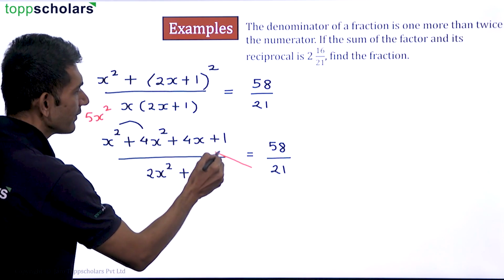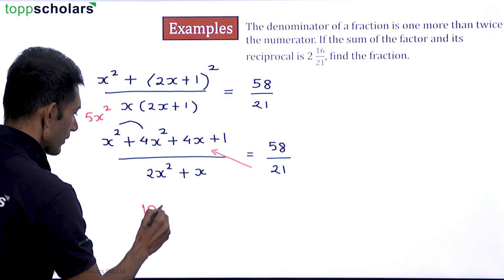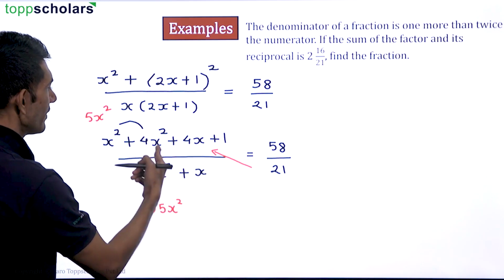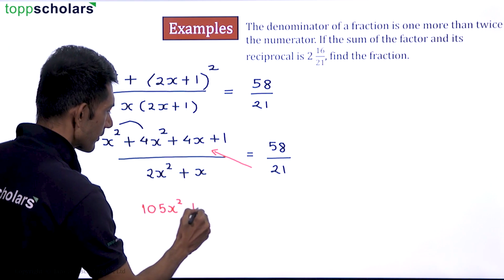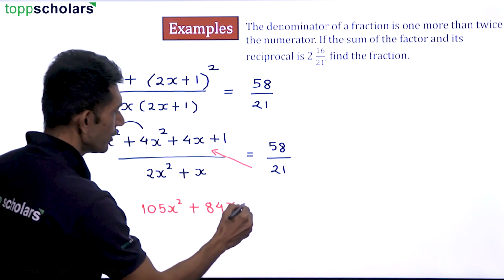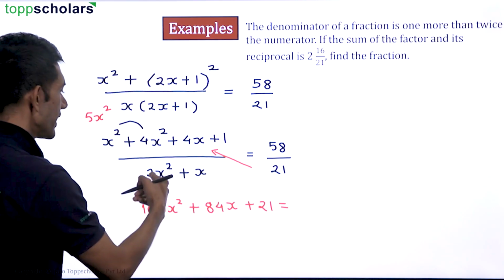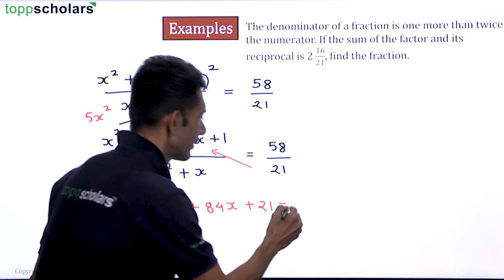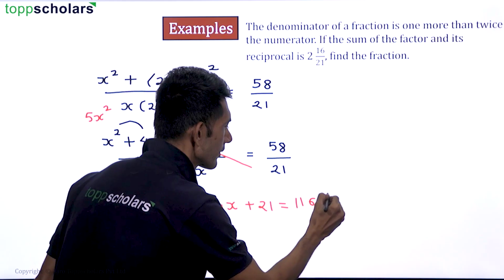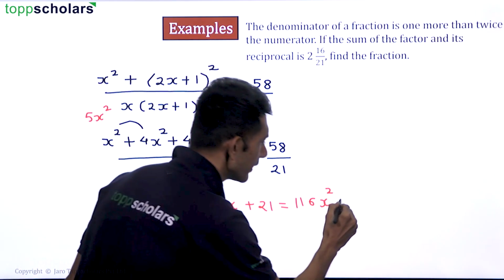You can multiply 21 here. 21 into 5. So 105x square. 21 into 4x plus 84x. 21 into 1 plus 21. 58 into 2x square. So that is 116 x square, isn't it? 58 into 2. And then 58 into x is plus.